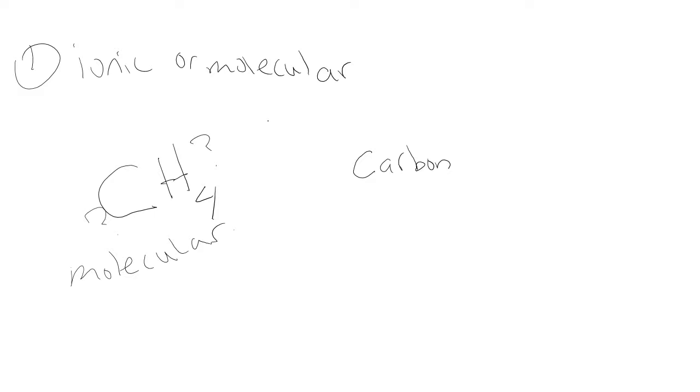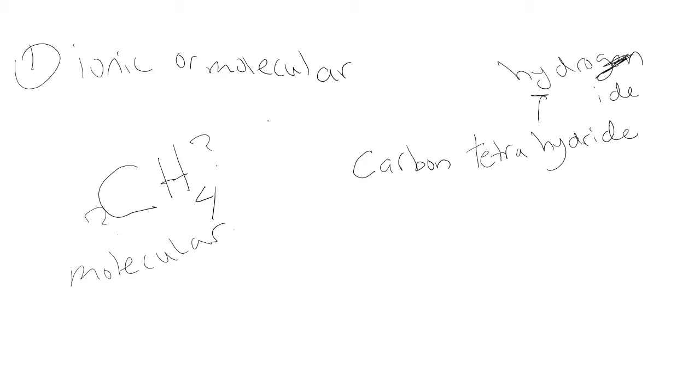The next one is very similar to ionic, but you have to start with a prefix because this is molecular. So we have 4, so we're going to use tetra. It's going to be carbon tetrahydride. What we do to get this is we take hydrogen, drop the ending, and add IDE. And that's how you name a molecular compound.